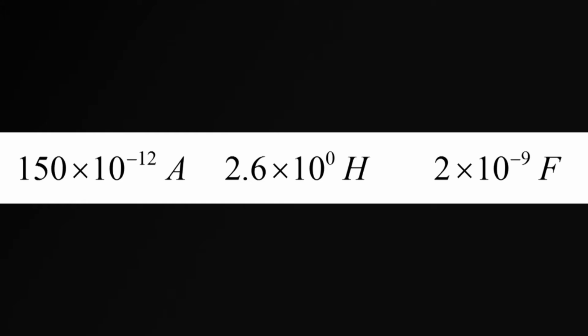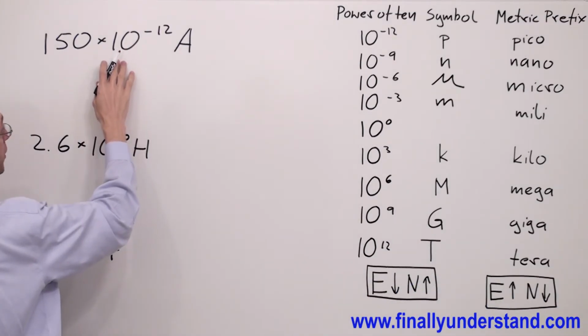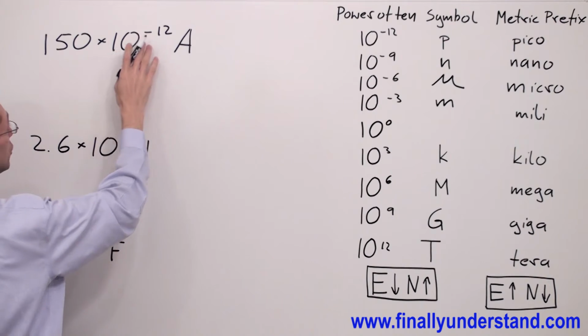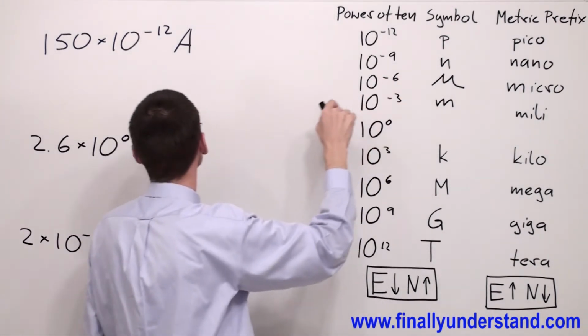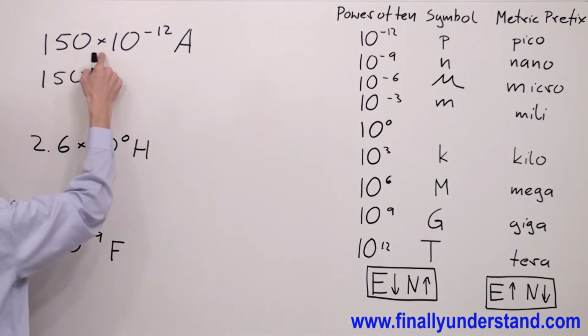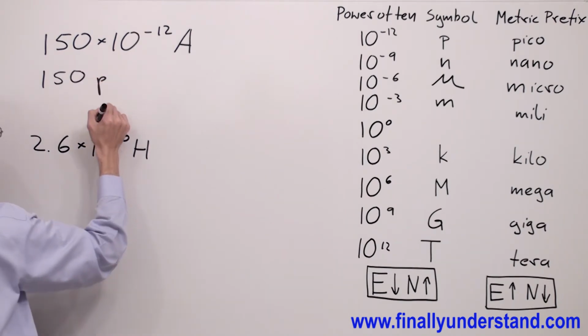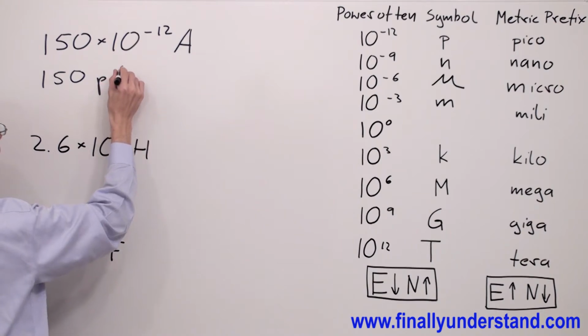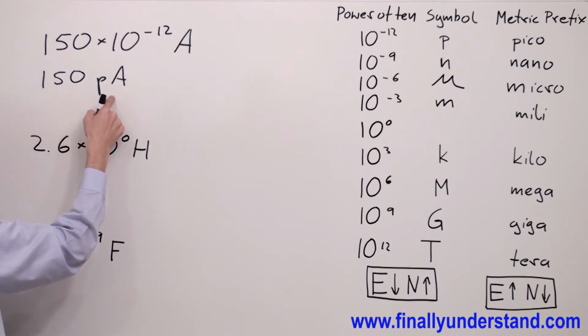Now let's take a look at these examples. Again, we're supposed to replace the power of 10 by the proper symbol of the metric prefix. 10 to negative 12 is represented by lowercase letter p. So instead of writing 150 times 10 to negative 12, I'm going to write lowercase letter p amp. You're supposed to read this value as 150 pico amps.